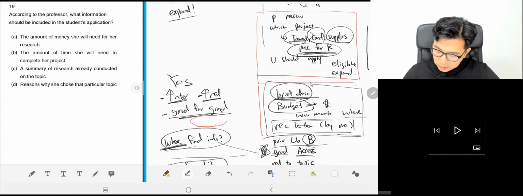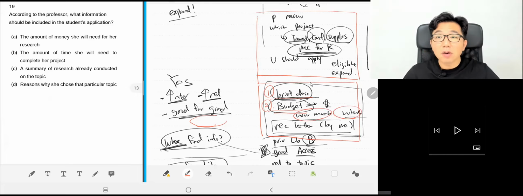And this, as I explained, was how to apply, the process of the student's application. She needs to give a brief description of the research and apply by putting in the budget, how much money, and on what and where she's going to spend it, and maybe a recommendation letter by the professor, okay? All right, so let's solve this question.